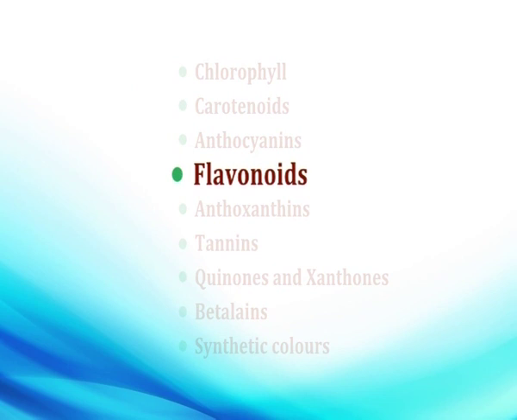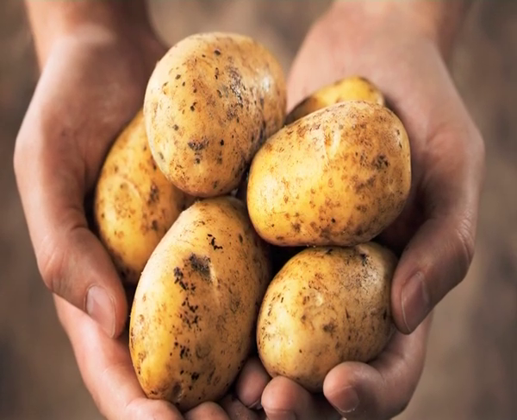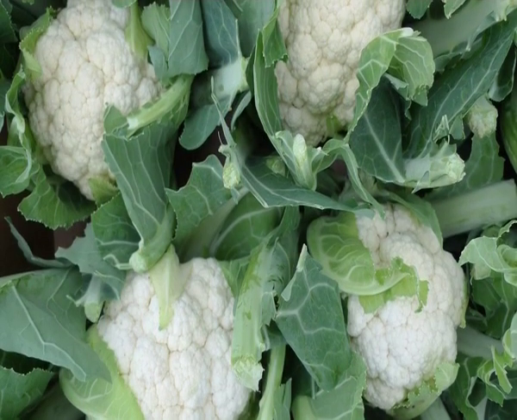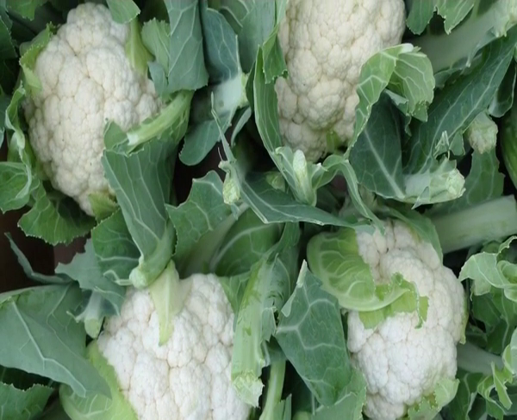Flavonoids. Flavonoids are water-soluble polyphenolic substances and are similar in structure to anthocyanins. The yellow-white or creamy white color of potato and cauliflower are due to flavones and anthoxanthin pigments. Synthetic sweeteners are prepared from flavones that occur in citrus plants.